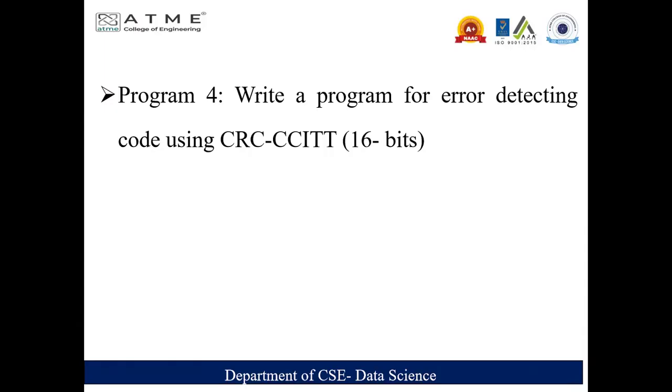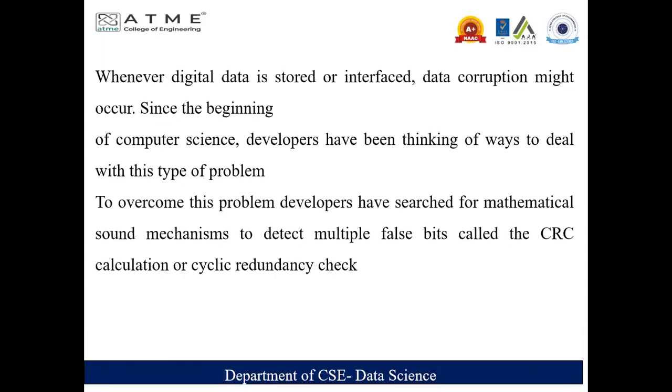The main purpose of this algorithm was to be used in digital networks and storage devices in order to detect accidental changes in the data during transmission. Even if any one bit of the code was changed, it used the standard polynomial to try to detect the errors. Whenever digital data is stored or interfaced, data corruption is an easy chance to happen. Since the beginning of computer science, developers have been thinking of ways to deal with this type of problem.